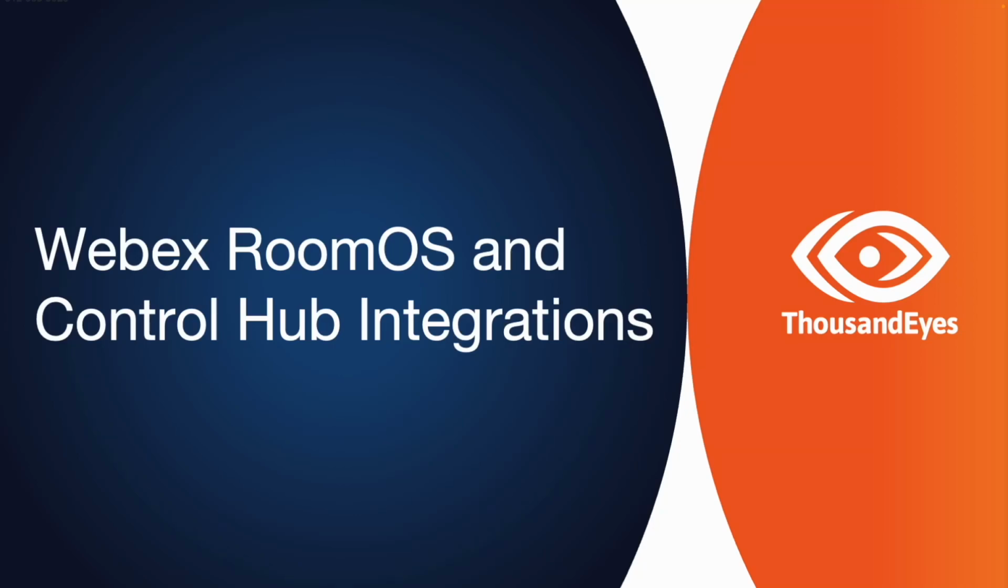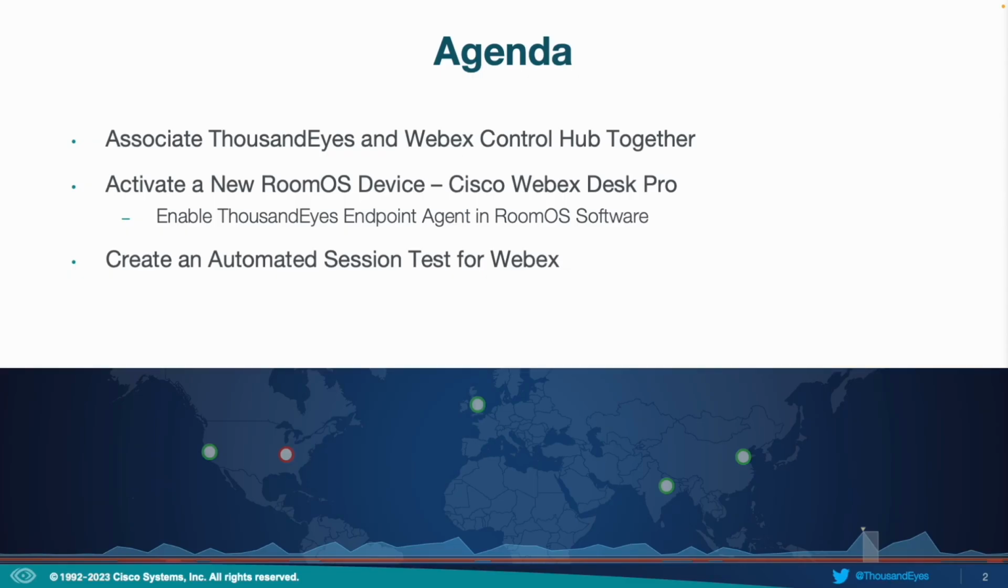We're going to look at deploying a ThousandEyes endpoint agent inside of a Webex RoomOS and looking at some Control Hub integrations along the way. We're going to break this video out into three sections. First, we're going to create an API communication channel from Webex Control Hub to ThousandEyes using our bearer token. Second, we'll add a new RoomOS device in Control Hub and install a ThousandEyes endpoint agent on our new compatible Cisco Webex Desk Pro. And third, we'll create an automated session test to automatically monitor the performance of our calls on that Desk Pro.